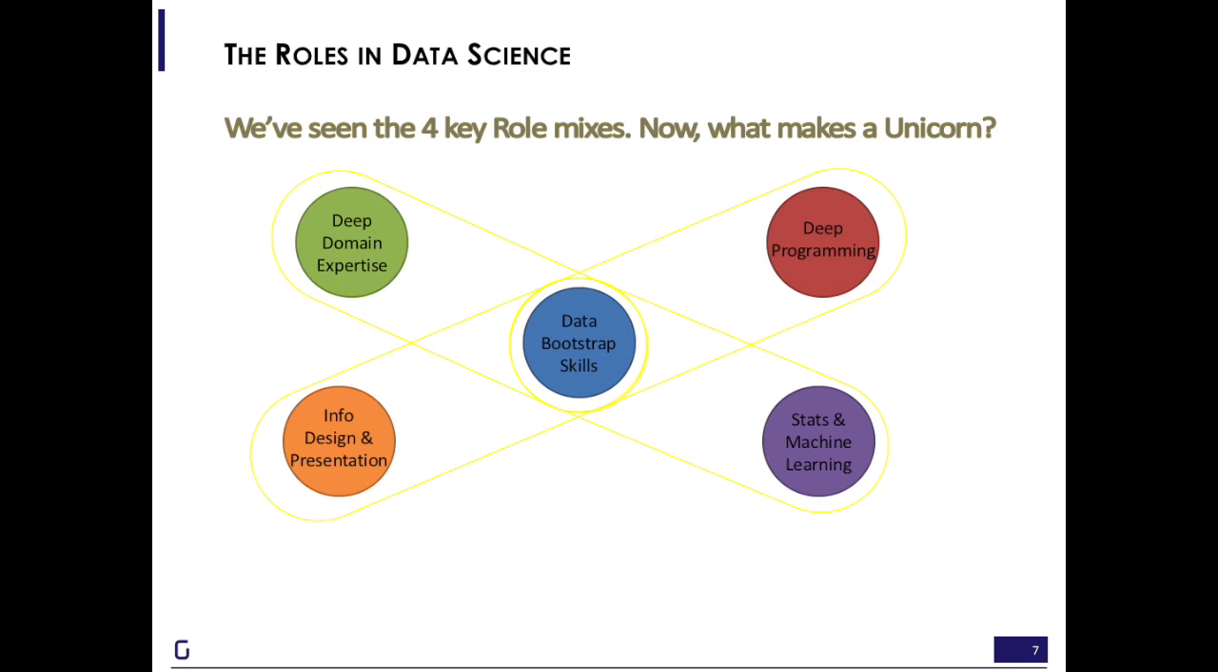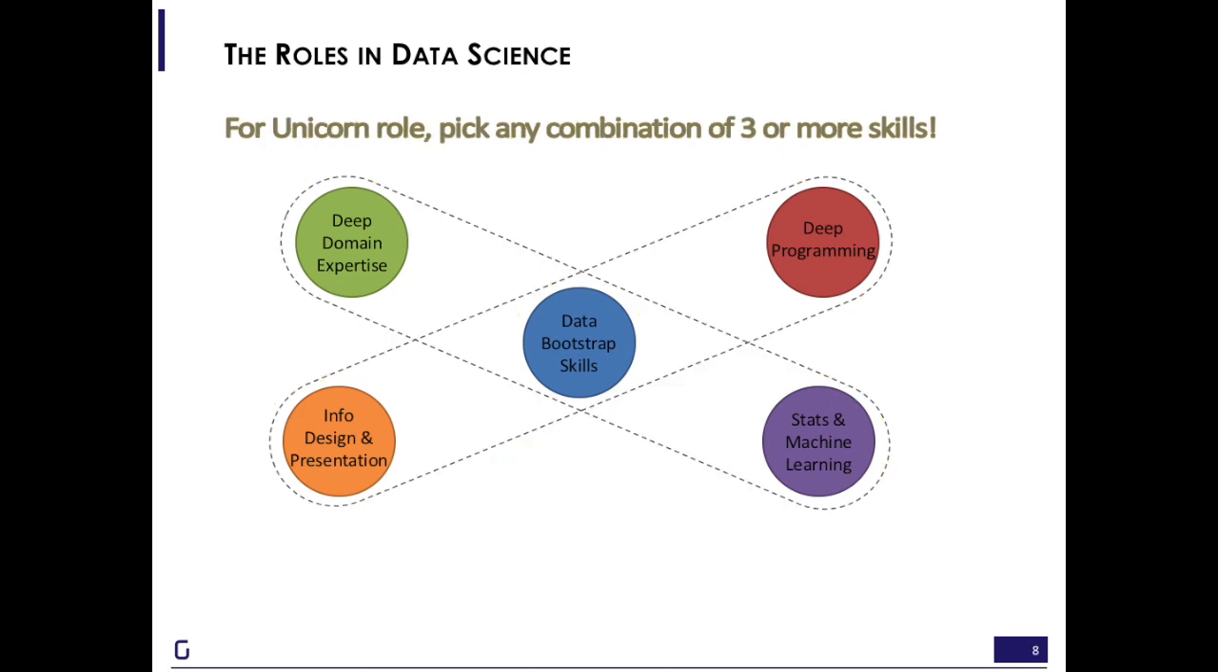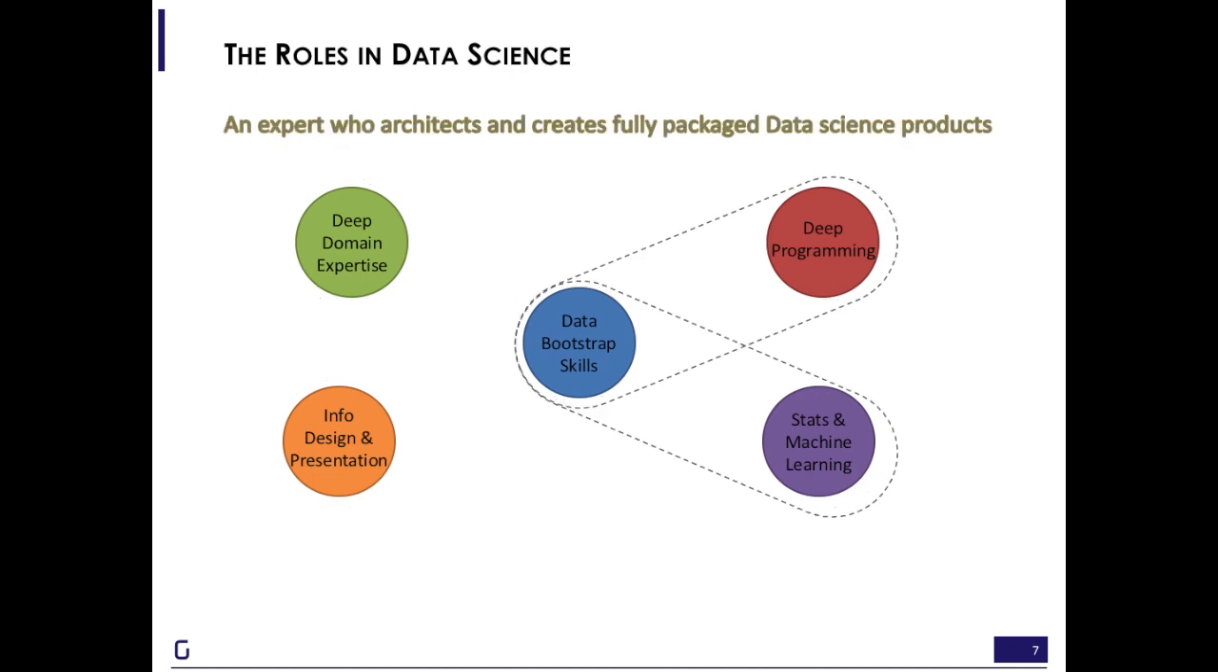If we repicture our data science buffet menu, the superior ability is born when one can check off any three skills from here, three or more, with an exceptional level of mastery in each. As the saying goes, it always looks easier in hindsight. So let's go over a few skill mixes and really see how this can become invaluable. The first combination is data bootstrap plus statistics, machine learning plus deep programming. This combination makes an expert who does the heavy lifting to architect and create fully packaged data science products, say creating a product that can be used by analysts to perform clustering or time series forecasting with any chosen data.